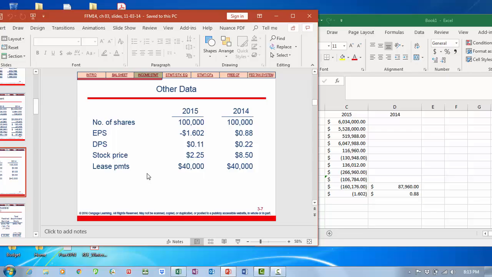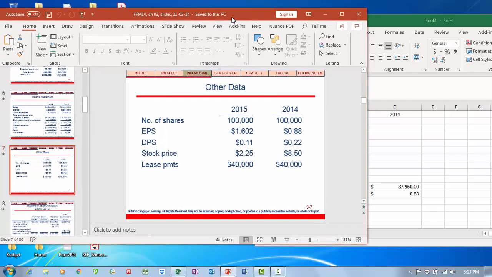And then lease payments are the payments that the company has to make annually for rental space and so forth, which is $40,000, and that has not increased.